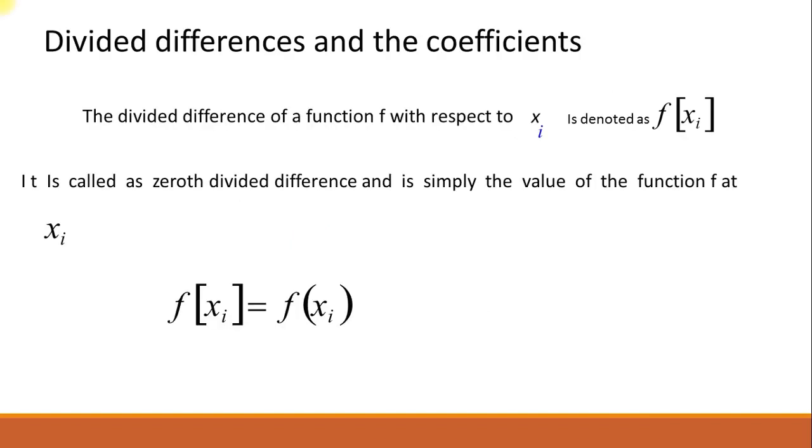For constructing the Newton divided difference interpolation polynomial, first of all we have to find the divided differences and the coefficients. The divided difference of a function f with respect to xi is denoted as f of xi, and it is called the zeroth divided difference, and is simply the value of the function f at xi. F of xi is equal to f of xi.